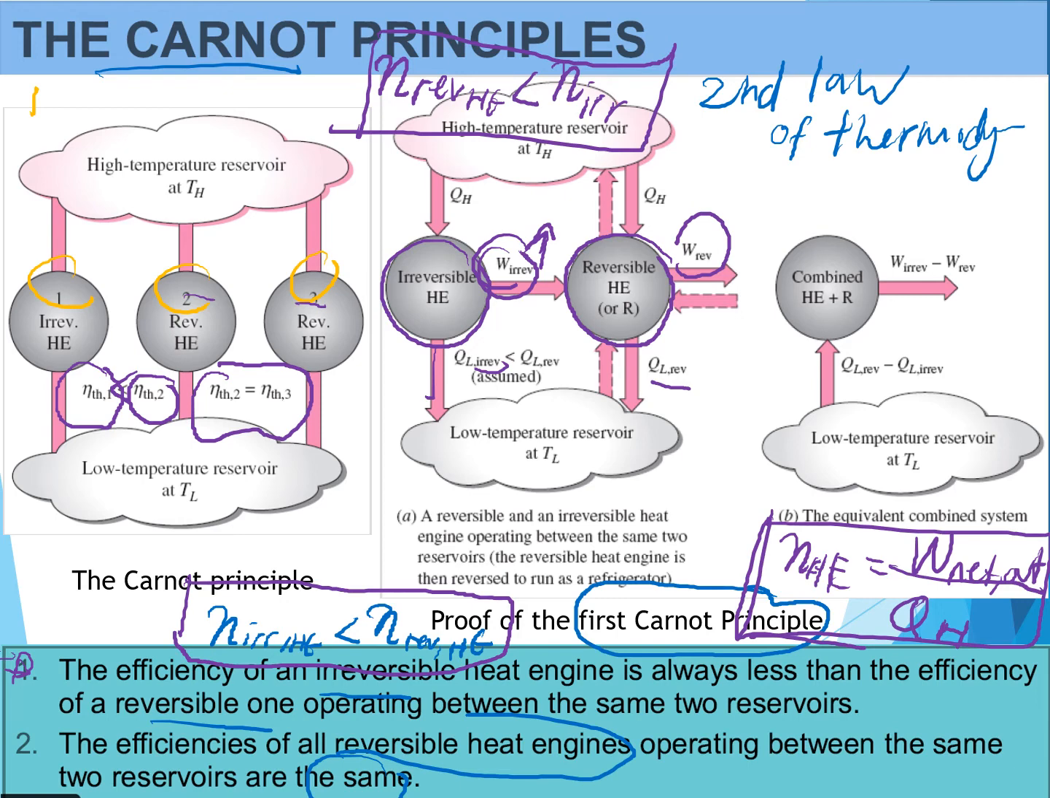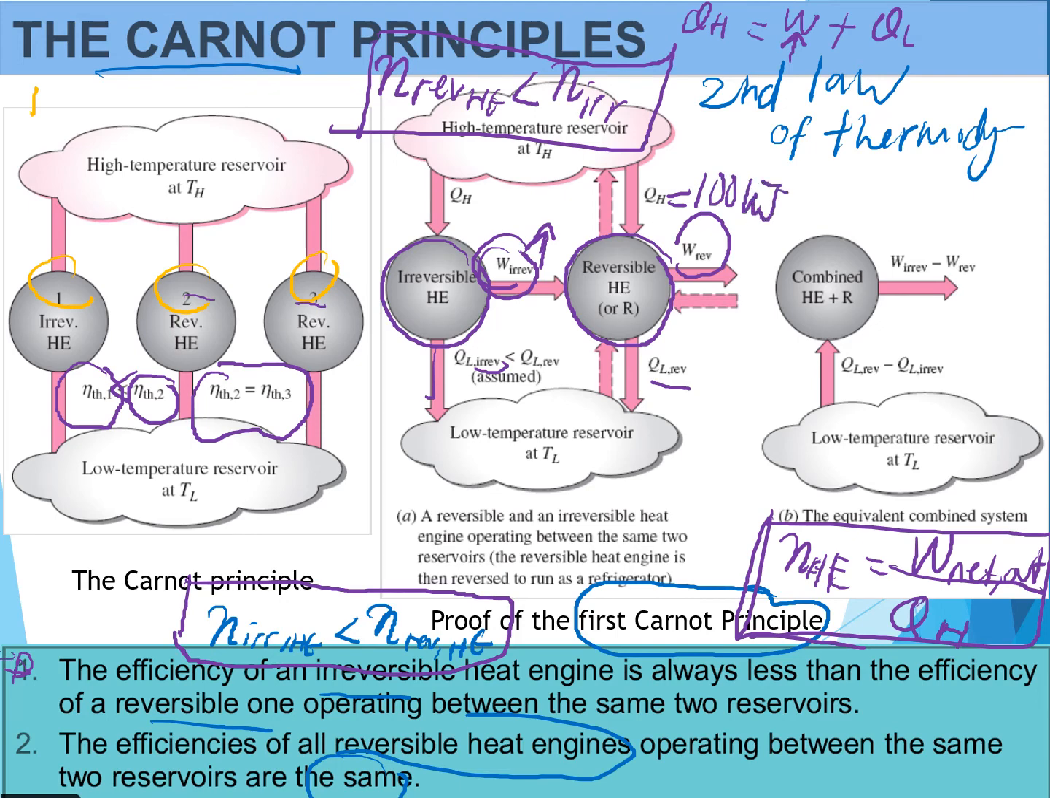Because you know that QH is equal to W plus QL. So for irreversible, you have more W. Let's just give a number for QH here. For example, QH is 100 kilojoule, right?